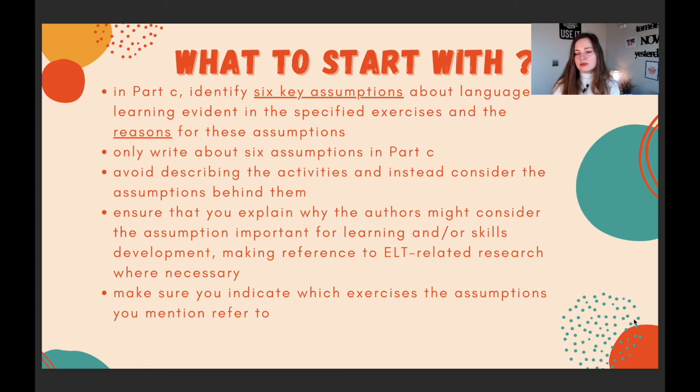Only write about 6 assumptions in part C, so again, don't waste your time. Don't write 7 or 8, no one will read it. Avoid describing the activities and instead consider the assumptions behind them. So that's also kind of a trap, right? You can see that you describe an activity instead of providing some particular assumption. Think about the assumption itself and think about the reasons.